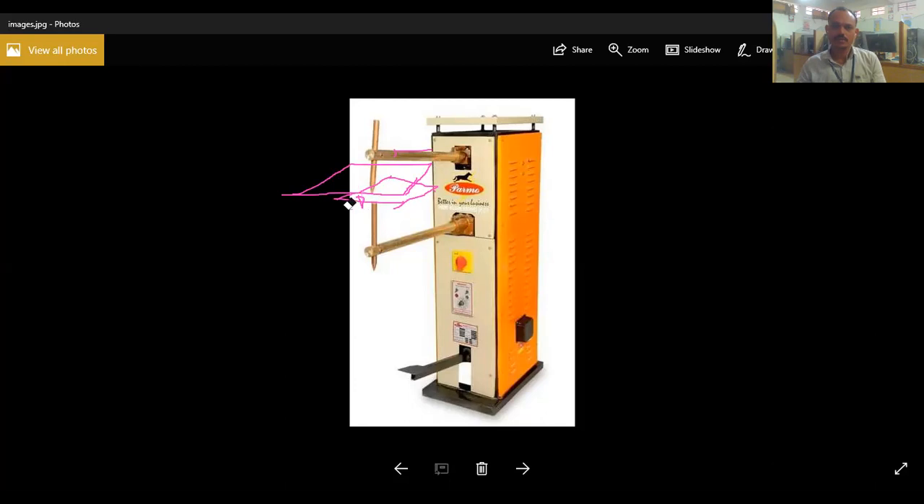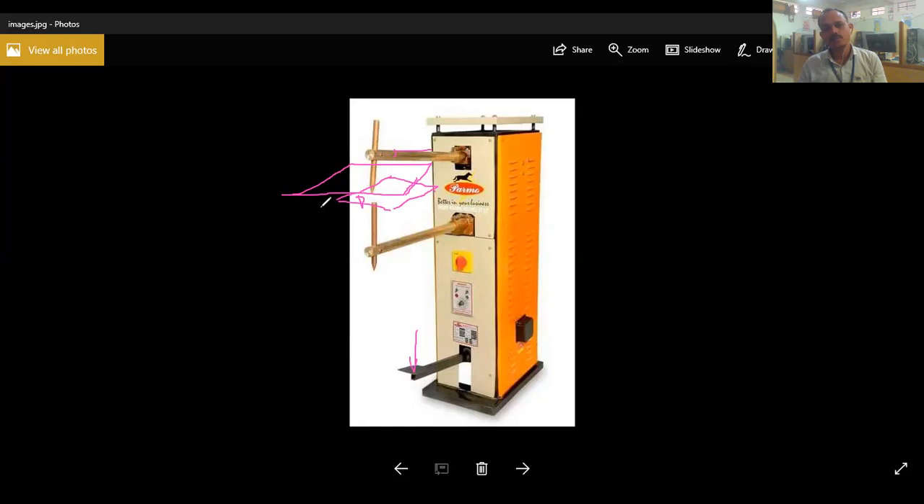Now see, if I want a joint here, I will press on this paddle. When I press on this paddle, what will happen? This electrode moves in the downward direction, and current also flows through that electrode.